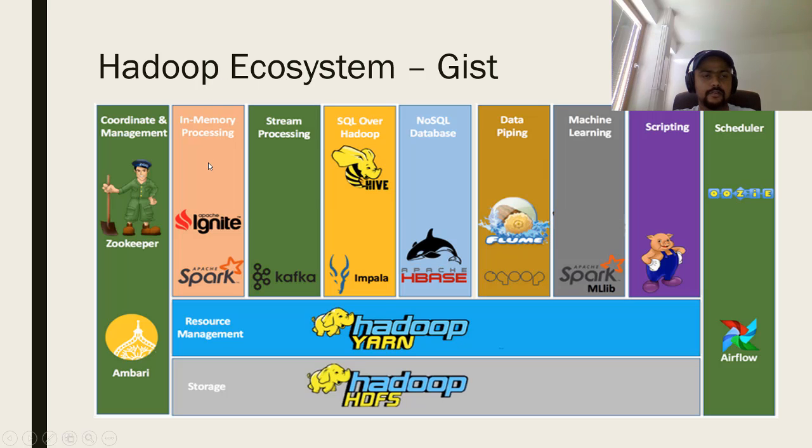Now, when it comes to processing, we talked about Ignite, Spark. For stream processing, we have Kafka. For SQL over Hadoop, if you want to run analytics, then you have Hadoop and Impala. For NoSQL, you have HBase. For data piping, you have Flume and Scoop. For machine learning and still data processing as well, we have Spark and Spark MLlib. And for scripting, we have Pig. So this is in a very gist of what all is possible in Hadoop ecosystem.